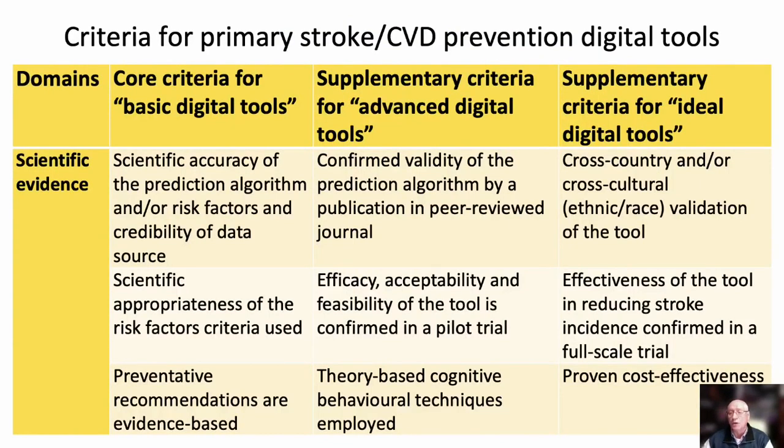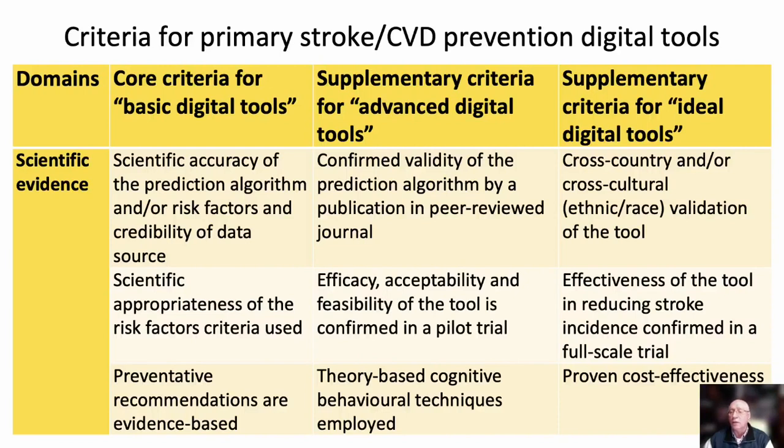These are the inclusion criteria we developed for acceptable digital tools for primary stroke and cardiovascular disease prevention. Based on the World Health Organization guidelines for digital health, published in 2019, we proposed 5 domains and 3 sets of criteria for basic, advanced, and ideal digital tools for primary stroke and cardiovascular disease prevention.